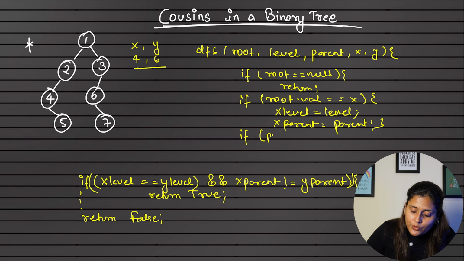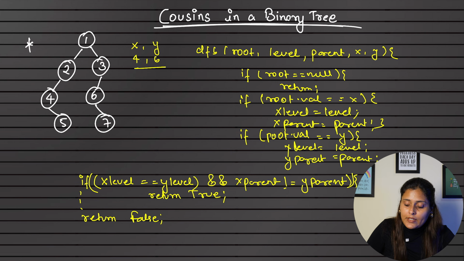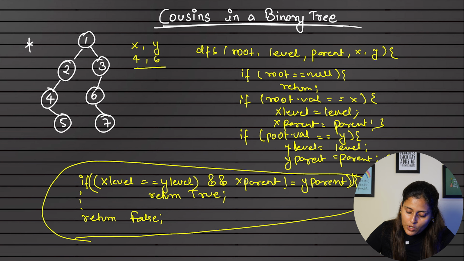Now if root dot value matches with y, then what are we supposed to do? Y level is equal to level. Similarly, y parent is equal to parent. That's it. Can I say? Very good.